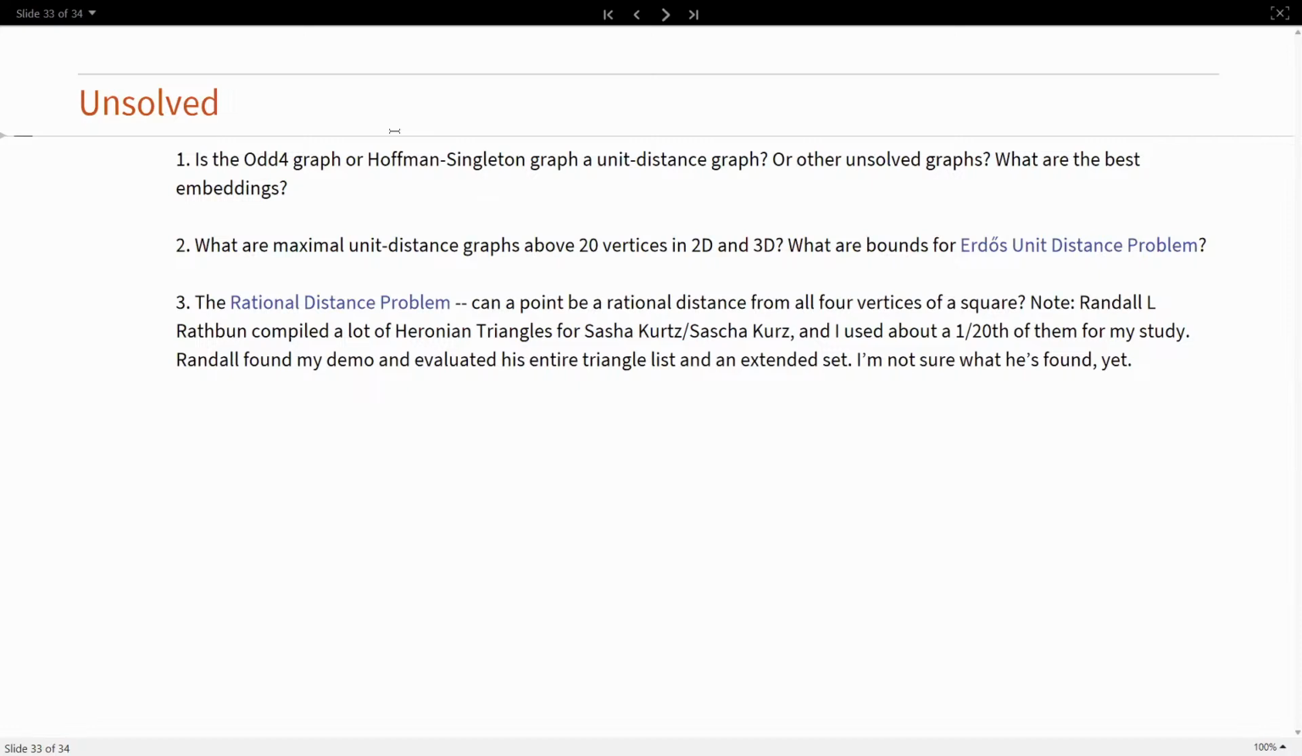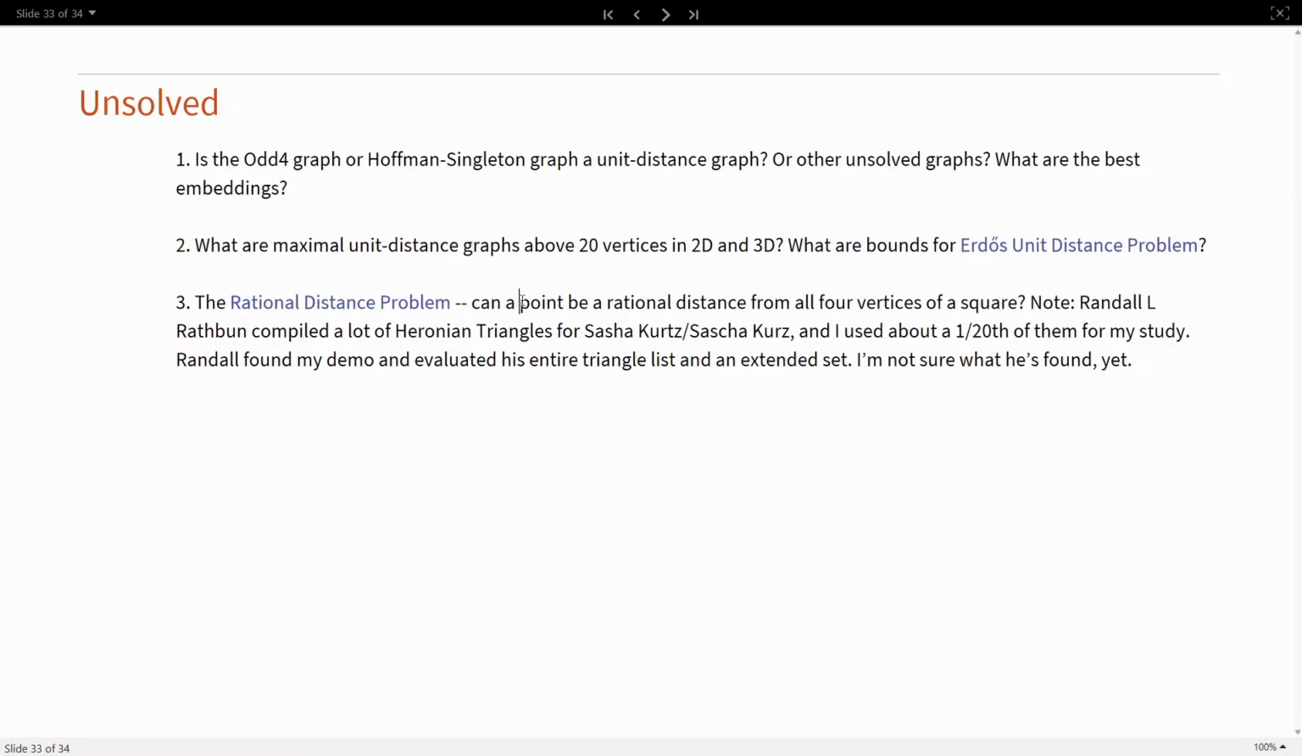There's a few unsolved questions. Is the odd 4 graph or the Hoffman-Singleton graph, is it a unit distance graph? And there's also a whole bunch of other graphs that we're not sure if they're unit distance graphs or not. What is the maximal unit distance graphs above 20 vertices? There's many that we don't know. And what are the bounds of the Erdos unit distance problem?